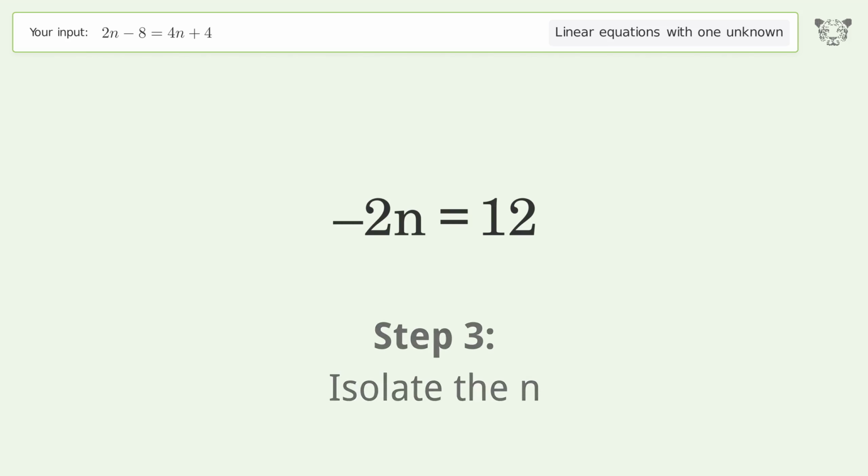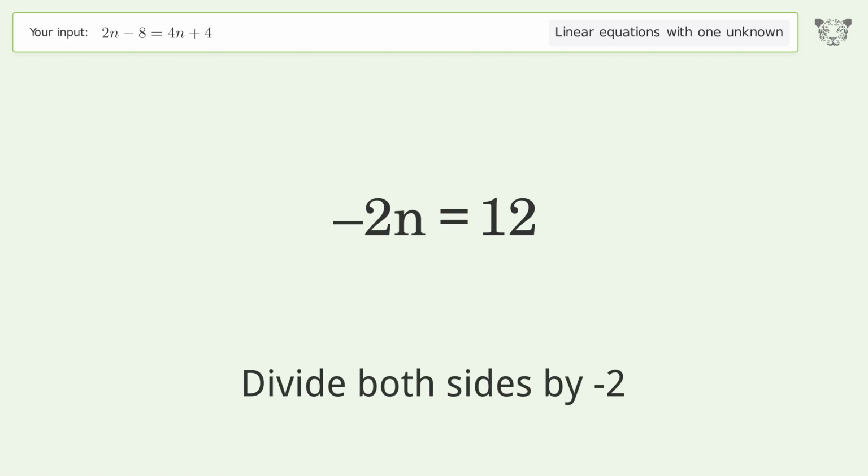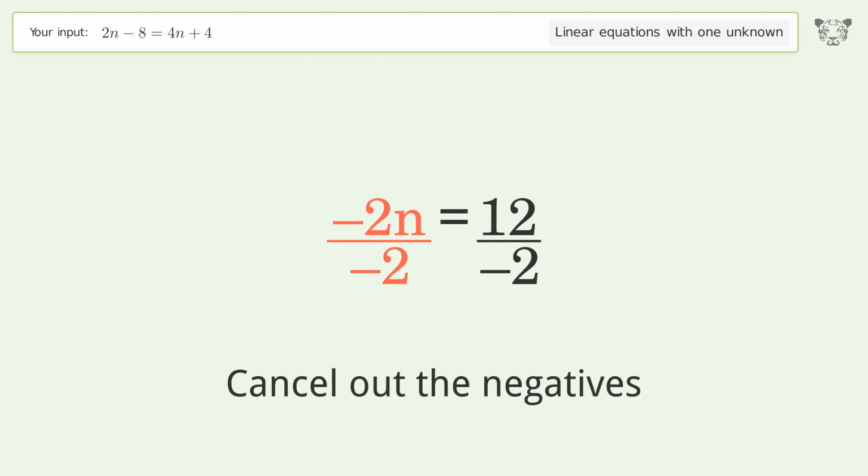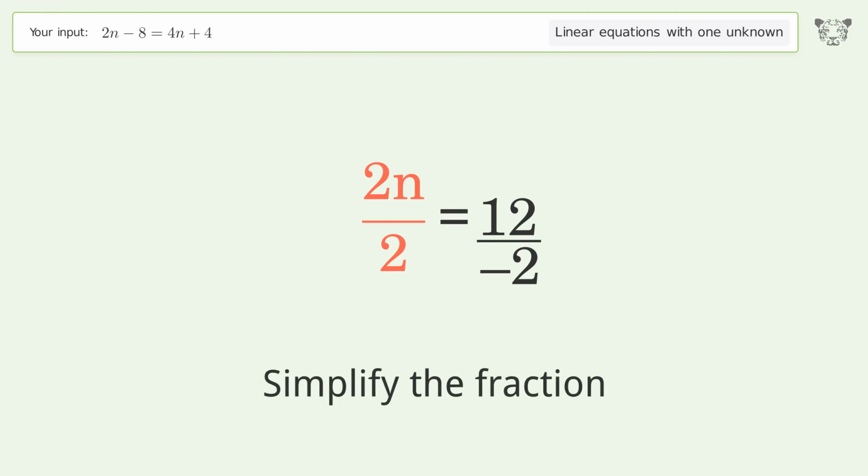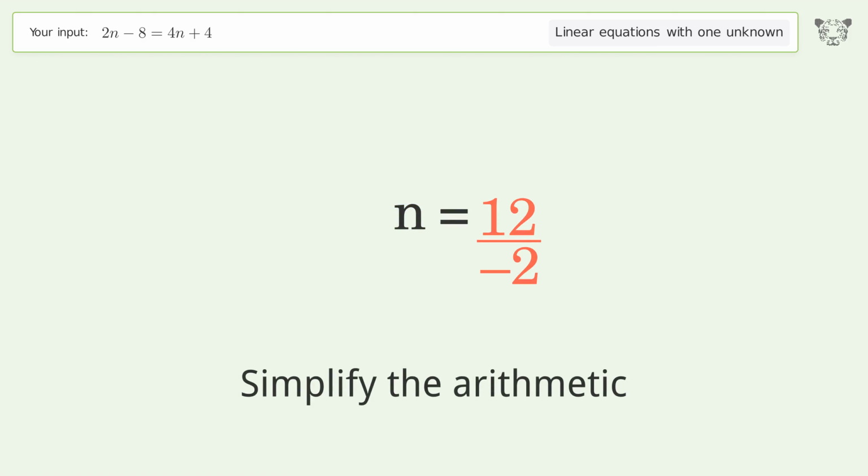Isolate the n. Divide both sides by -2. Cancel out the negatives. Simplify the fraction. Simplify the arithmetic.